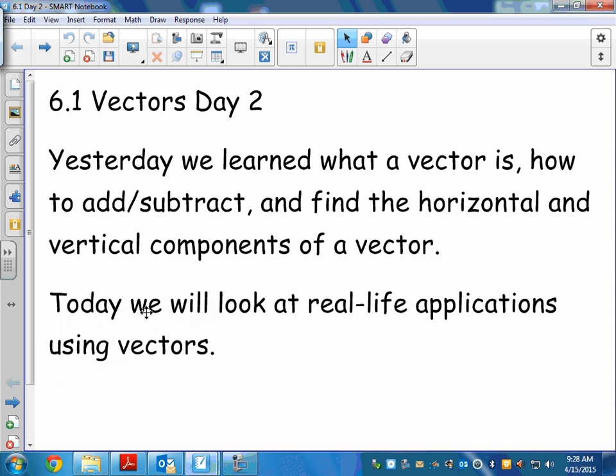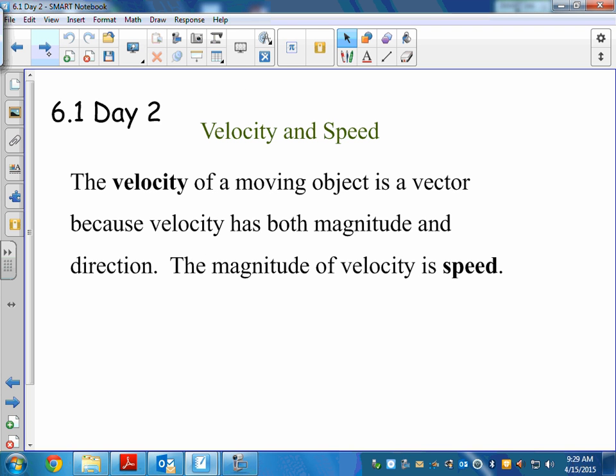Real life application. When am I going to use this? Probably never, but I'm going to show you. If you ever take physics in college, or you're driving an airplane and the wind is blowing and you've got to figure out what's going to happen, someone has to program those computers, right? Maybe that's you. This is kind of important as we get to story problems.